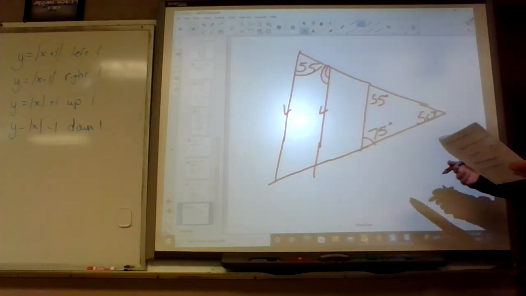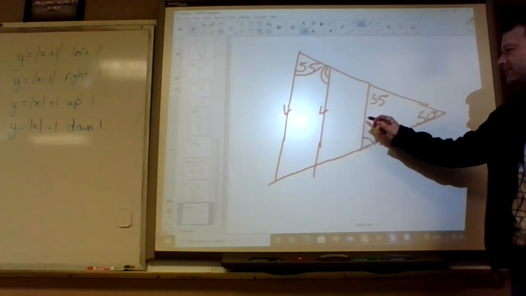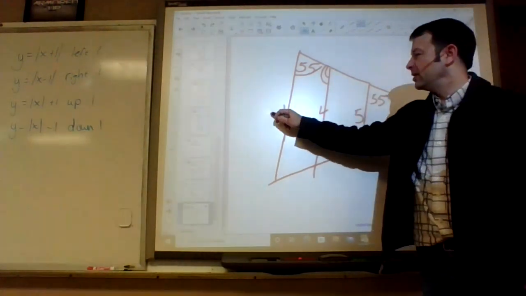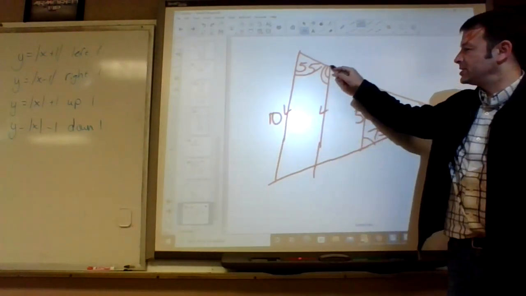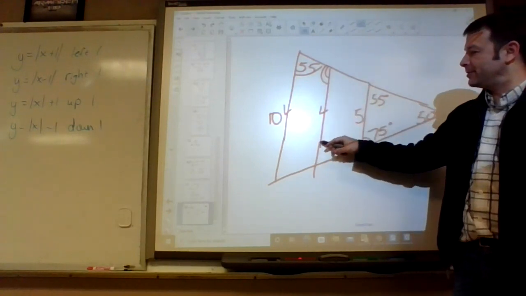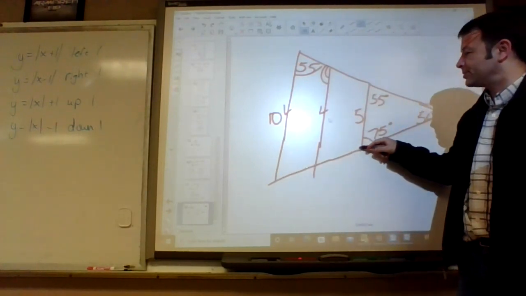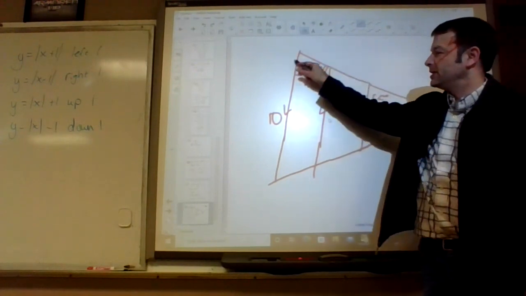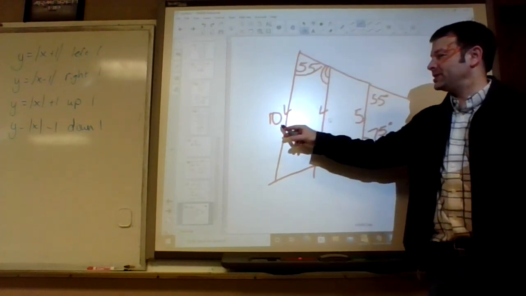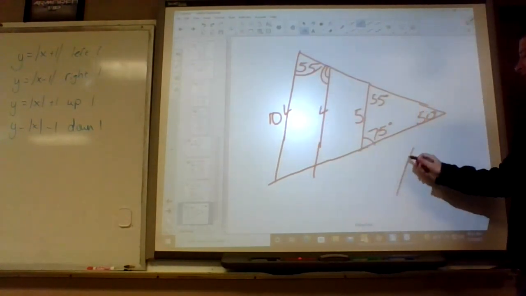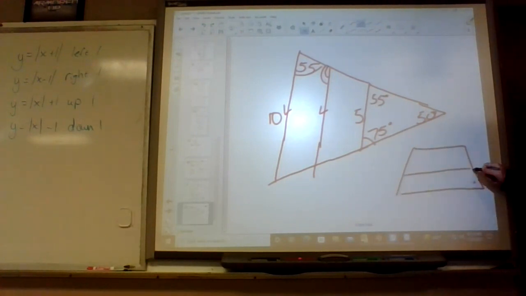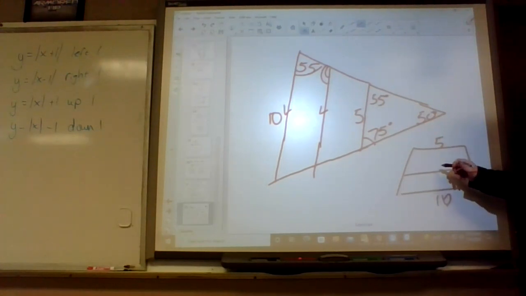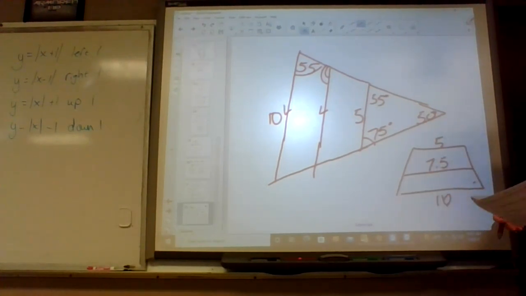Okay, now how do I find BF? You add 10 and 5 together, and then you divide by 2. This is the mid segment of this trapezoid, and it is the average of its bases. Remember doing that? To find the mid segment, you average the bases. So you do 10 plus 5 divided by 2. 15 divided by 2 is 7.5.